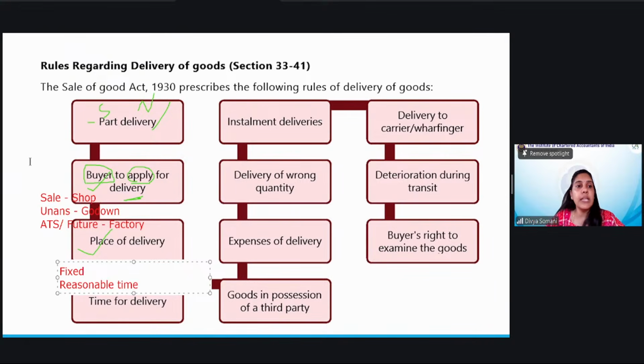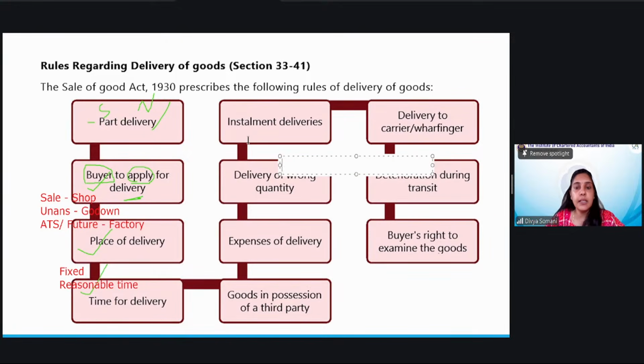Wrong quantity again can be short quantity or excess quantity. Let me just write it here for you. If the quantity delivered is short, what will happen? If the quantity delivered is in excess, what will happen? And if wrong goods are delivered or mixed goods are delivered, what will happen? So these are the three cases which we will discuss.